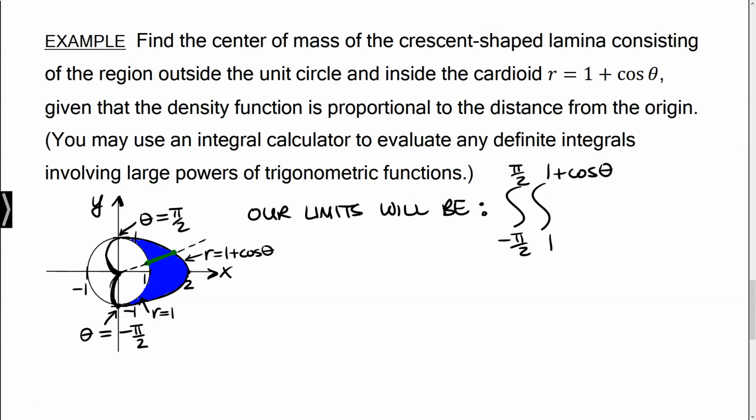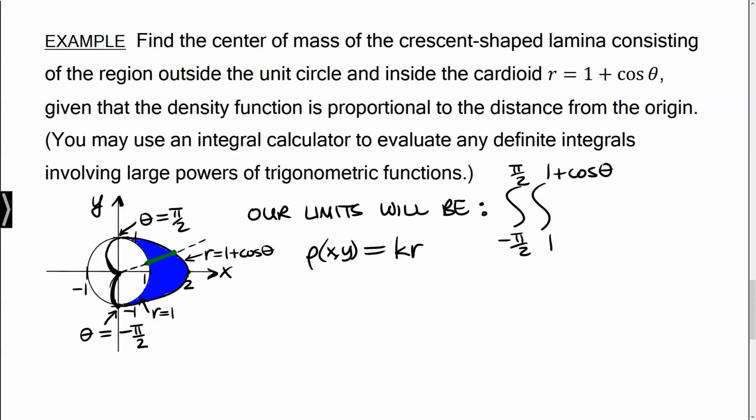And what is our density function? We're not given explicitly what it is. But our density function is going to be proportional to the distance from the origin. Well, what's the distance from the origin? That's just r. That's what polar coordinates are. r is the distance from the origin. But it's proportional, so we'll put in a proportionality constant. Let's call it k. So our density function is going to be k times r. So with all this setup out of the way, now we can finally start to do some of these calculations.